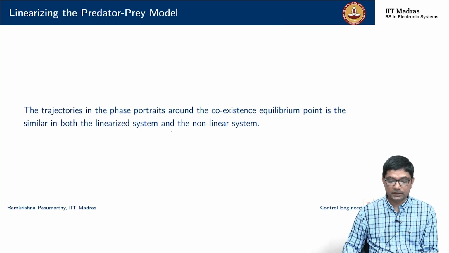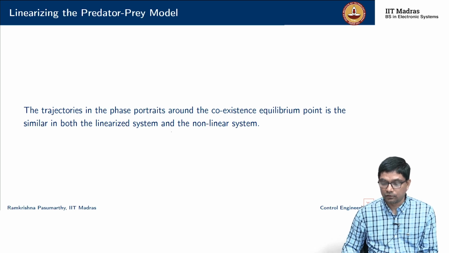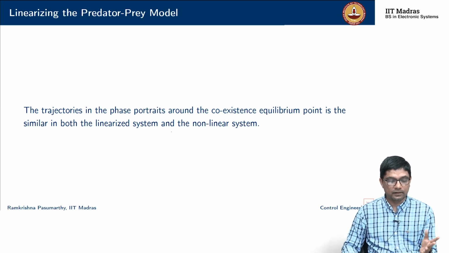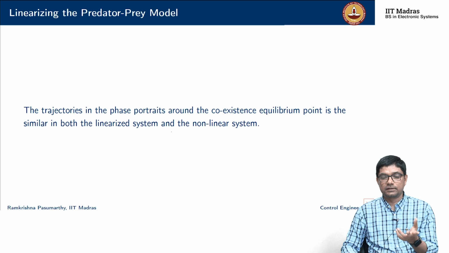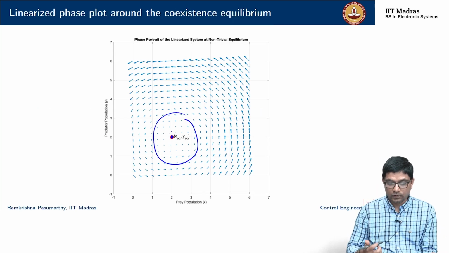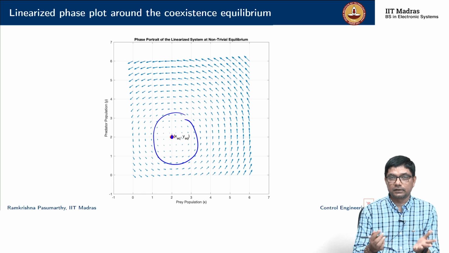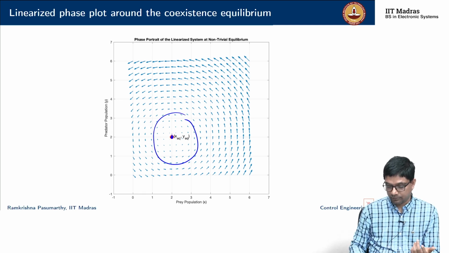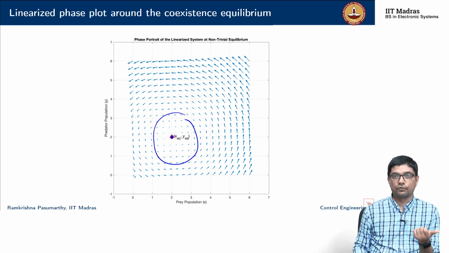Okay. So the trajectories in the phase portraits around the coexisting point are similar in both the linearized and the nonlinear system. It is not exactly the same, but it has some kind of a periodic behavior. Coexistence is when I start at the equilibrium position, with some initial number of x and y, they will always remain at that x and y.